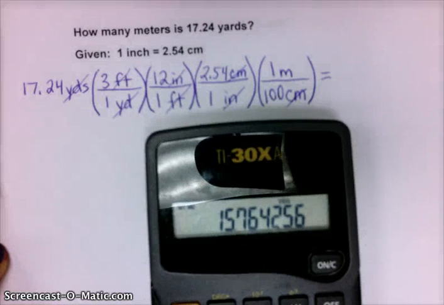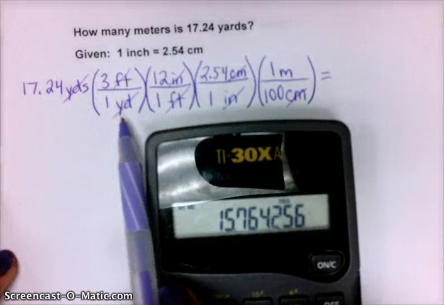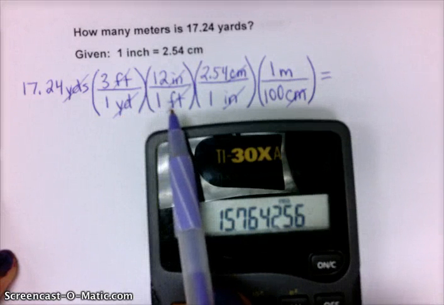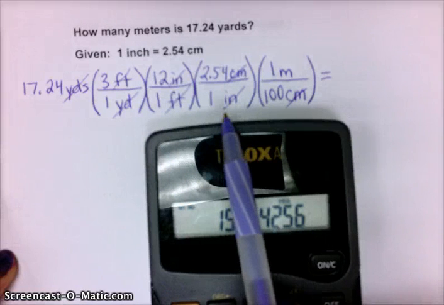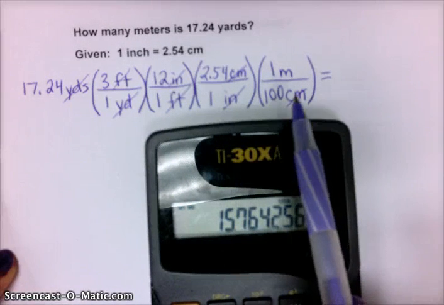And there's our answer. How many sig figs should we have? Well, we started with 4. 3 feet in a yard, that's exact. That's a definition. There's exactly 3 feet in a yard. Same thing with 12 inches in a foot. That is exact as well. 2.54 centimeters in an inch. That is also exact. And finally, exactly 100 centimeters in a meter.